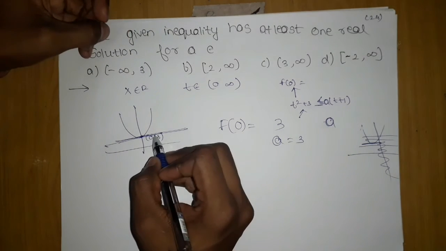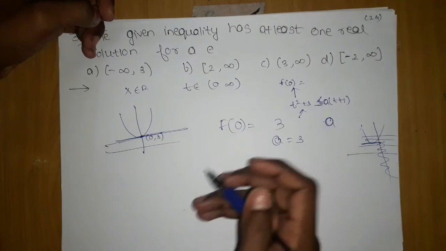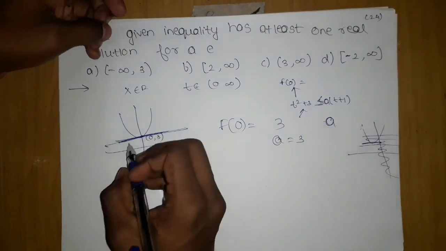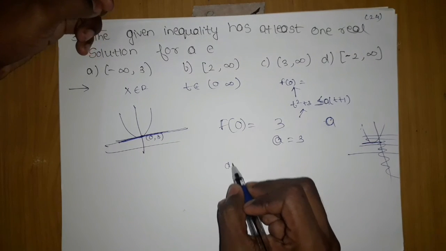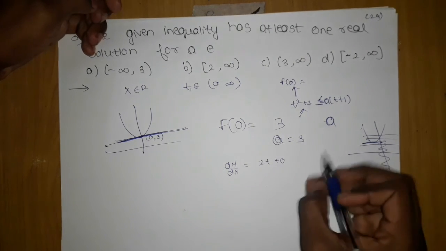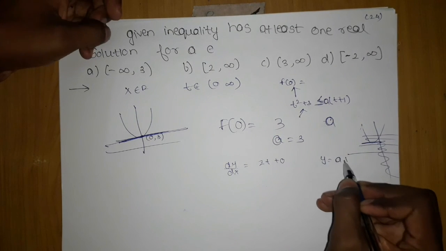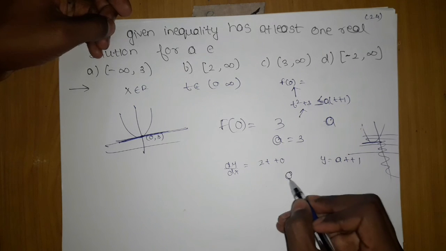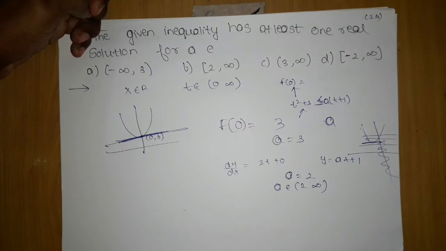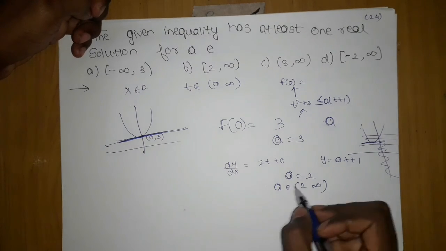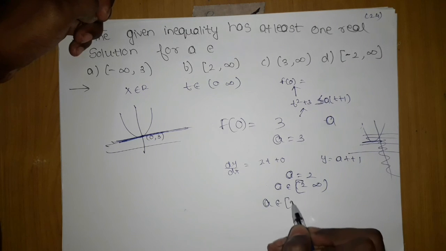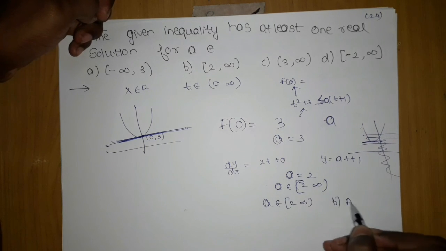Now let's check the slope of this. What should be the slope of this line so that it touches that point? Now dy by dx of this parabola should be equal to the slope, so 2t plus 0, and this line is y equals at plus 1. So the slope a should be equal to t, so a should belong from 2 to infinity. And 2 is also included because at 2 this will touch. So a belongs to 2 to infinity and D is the answer.